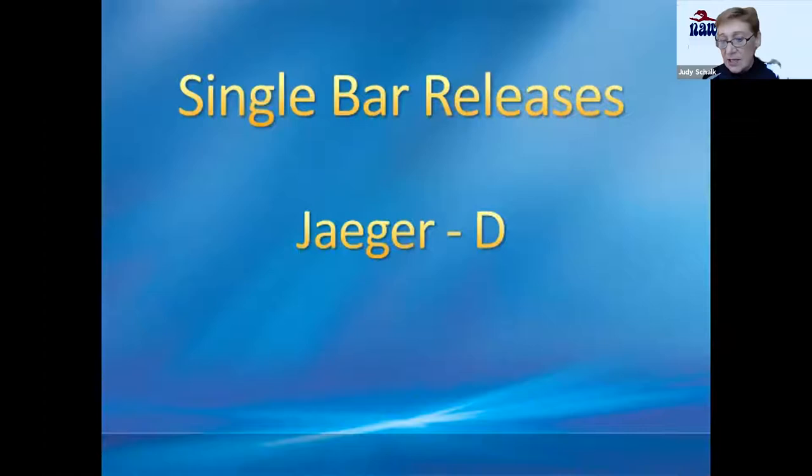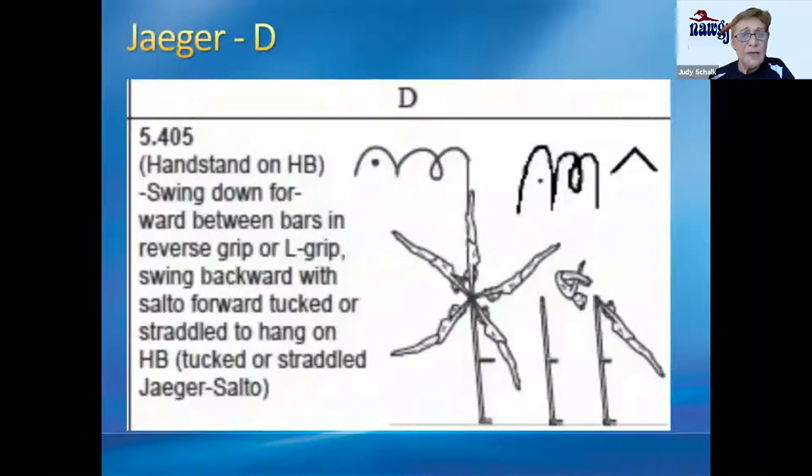But in the meantime, I'm going to move on to the second single bar release, the Jaeger. It's number 5405 in the code. It comes from a swing down forward between the bars in reverse or L grip, swing backward with salto forward tucked or straddled. We don't see a tuck Jaeger too often, but do remember that it is worth a D.